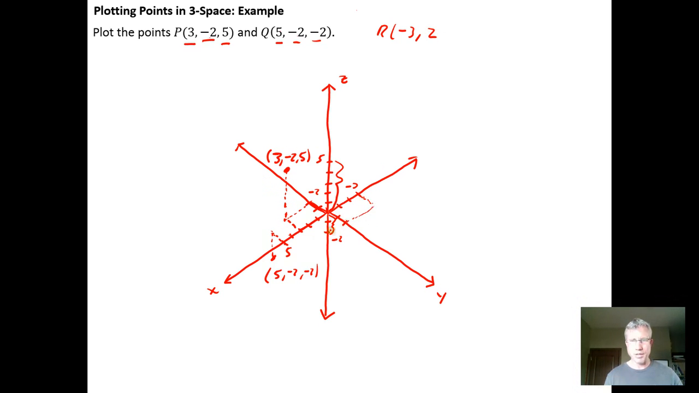So there should be a 3 by 2 rectangle here in this octant. And then pick your z coordinate. Let's say it's 5 units up. So we'd look at this distance of 5 and we try to dash our way up parallel to the z-axis until this line segment looks about the length of that line segment, and then we would jot our point in.